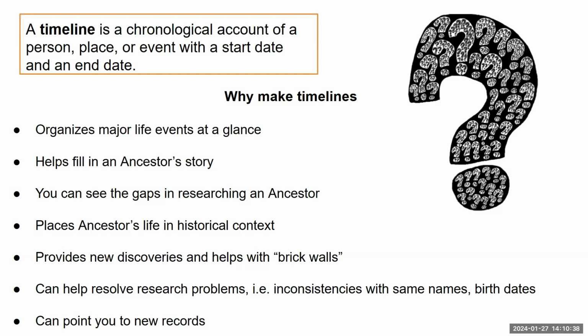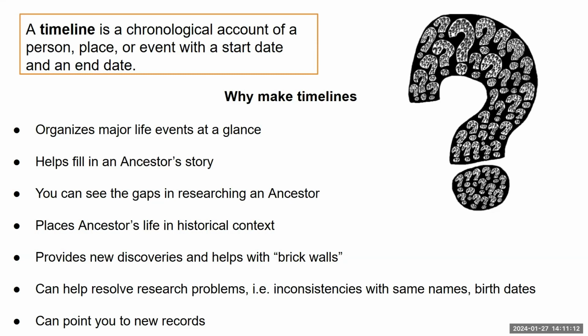A timeline helps you fill in an ancestor story because they are more than just birth, marriage, and death. You can see gaps when you're researching an ancestor. If you have a 15, 20-year gap when you're doing a timeline, then you know you need to look at other sources and dig deeper. It places an ancestor's life in historical context. Just like we don't live in a vacuum, our ancestors didn't live in a vacuum.